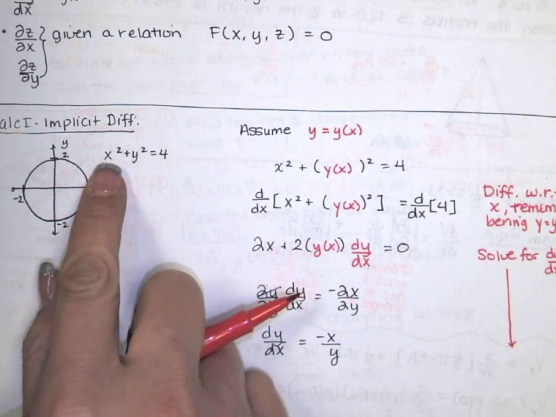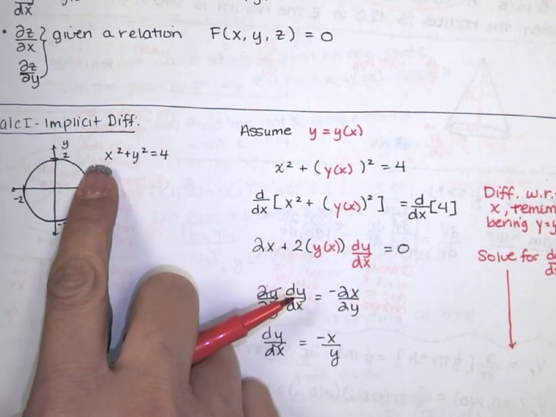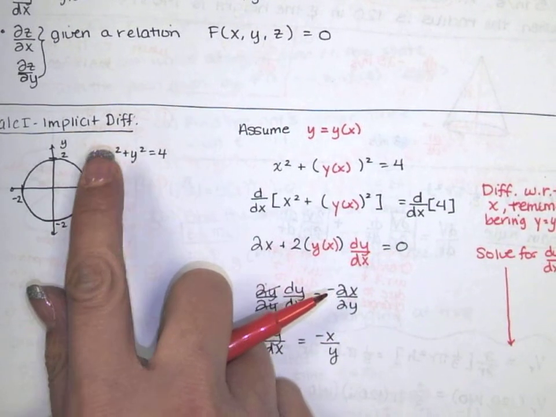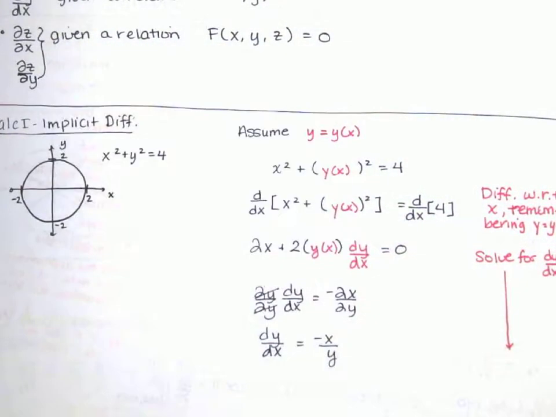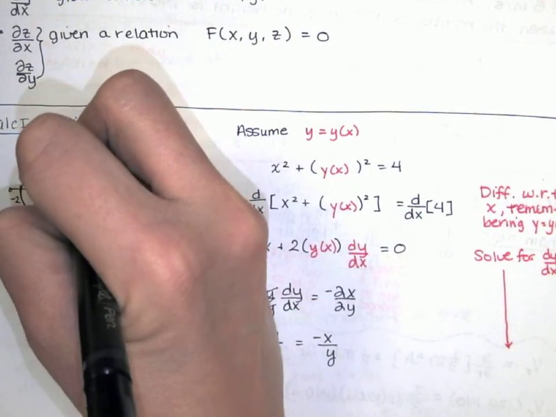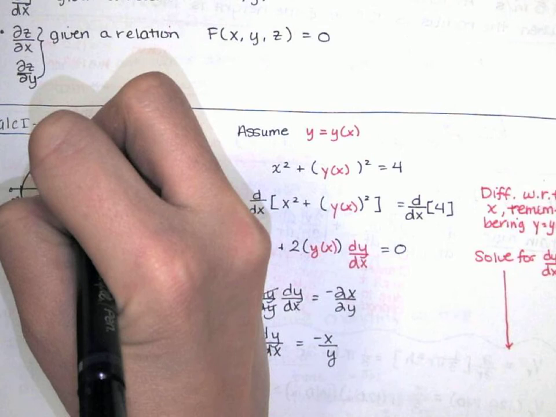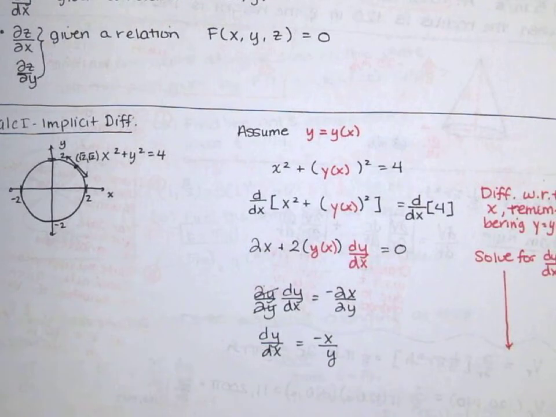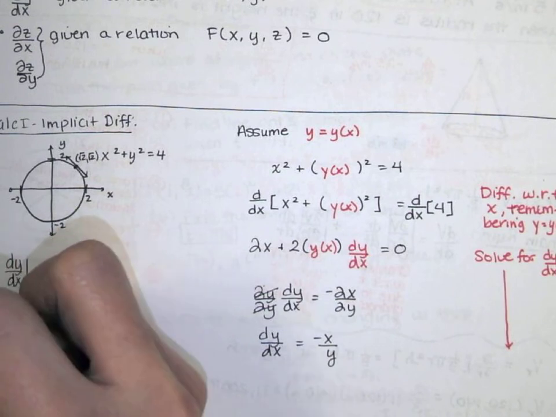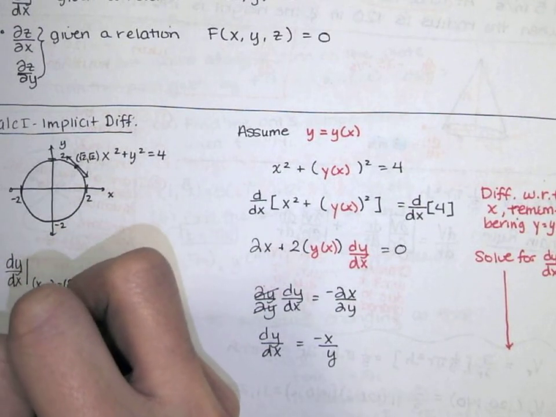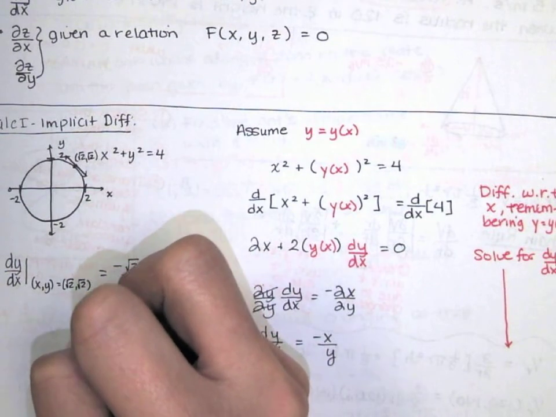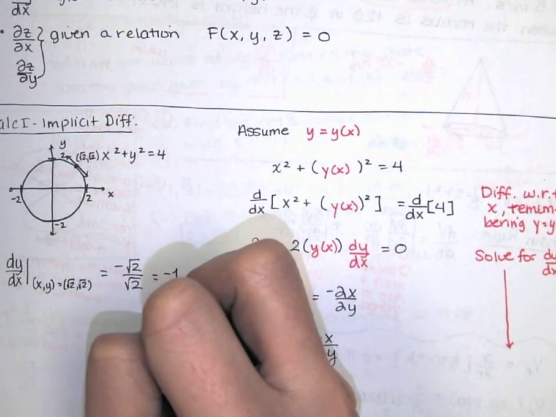So let's say that x and y are both square root of 2. So I've got square root of 2 squared, which is 2, plus square root of 2 squared, which is 2. 2 plus 2 is 4. So I'm talking about the slope of the tangent line right there at root 2, root 2. Well, according to this formula, the slope at that location is negative x over y. So we get a slope of negative 1.